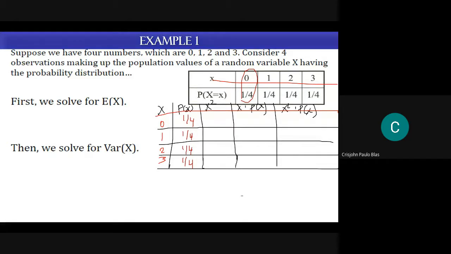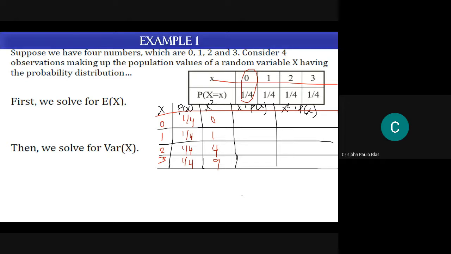Nandiyan ka ba, Christine? Wala. Nakakalungkot. Sir, wait. Ayaw mag-open. Sige, si Jonard na lang daw. Jonard. Zero times zero is 0. 1 times 1 is 1. 2 times 2 is 4. 3 times 3 is 9. Very good. Thank you so much, Jonard.